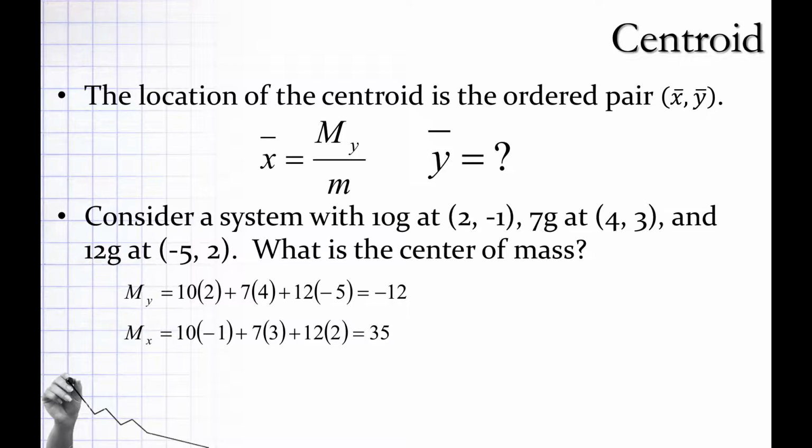And then for our mass, we're going to add the 3 together. 10 plus 7 plus 12 is 29.